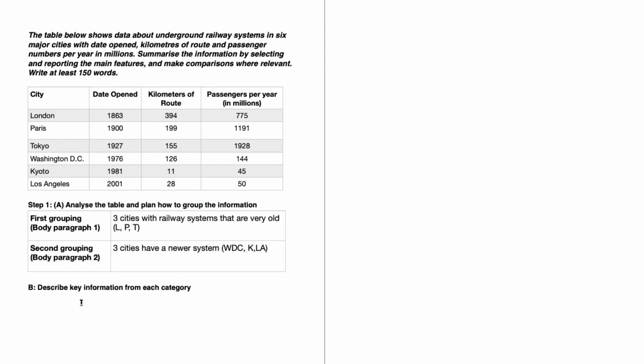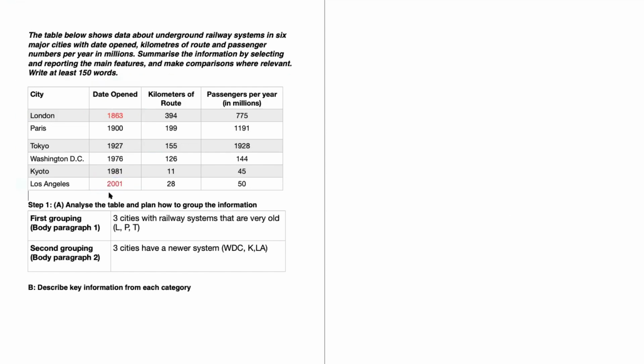Now we'll have to describe key information from each category. So remember, we want to look at things that stand out. So first off, I'm going to look at the date opened. I'm going to pick the date that is the farthest in the past, so the oldest date, and that is 1863. And then I'm going to look at the newest date, which is 2001.